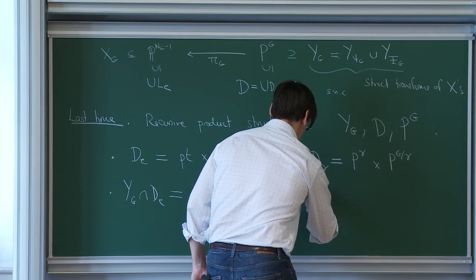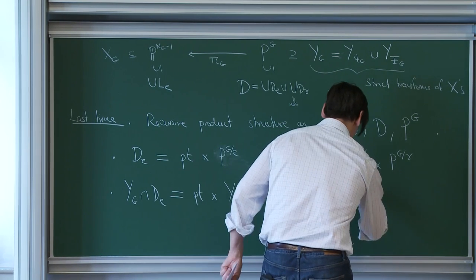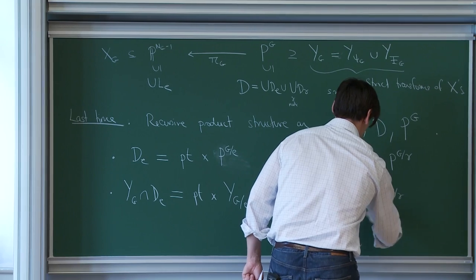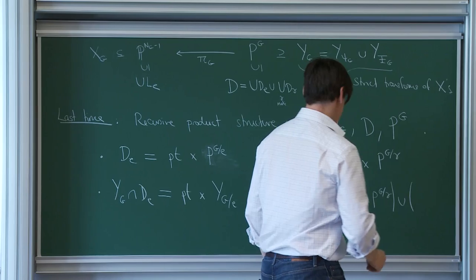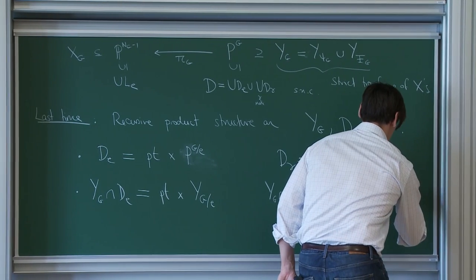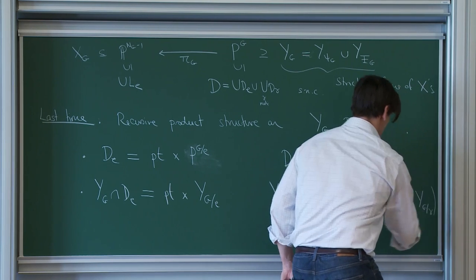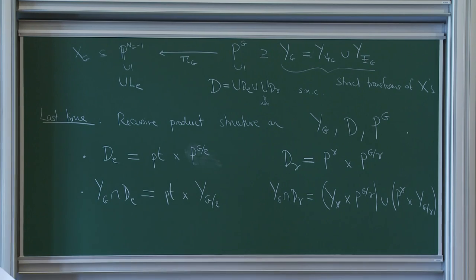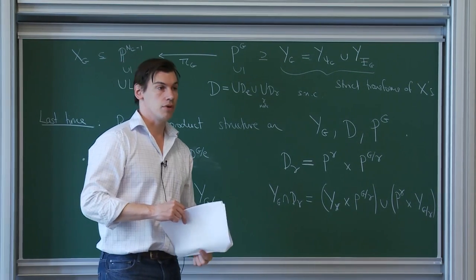And YG intersection D gamma equals Y gamma cross PG mod gamma. Union has two components, P gamma cross YG mod gamma. And these identities were proved by proving some asymptotic factorization formulae for the graph polynomials.